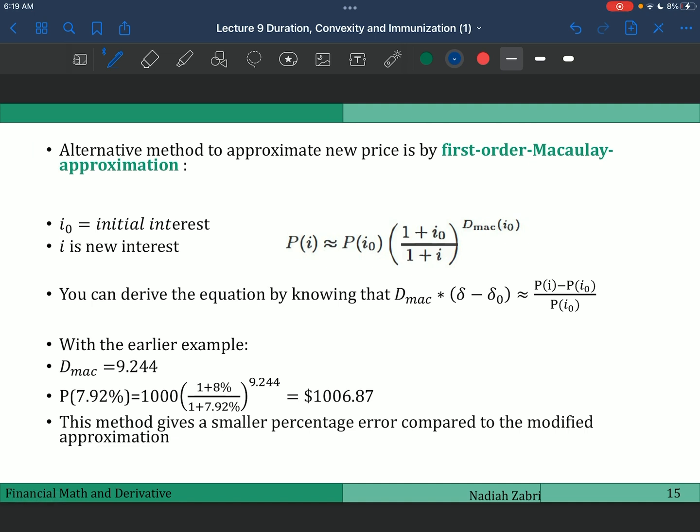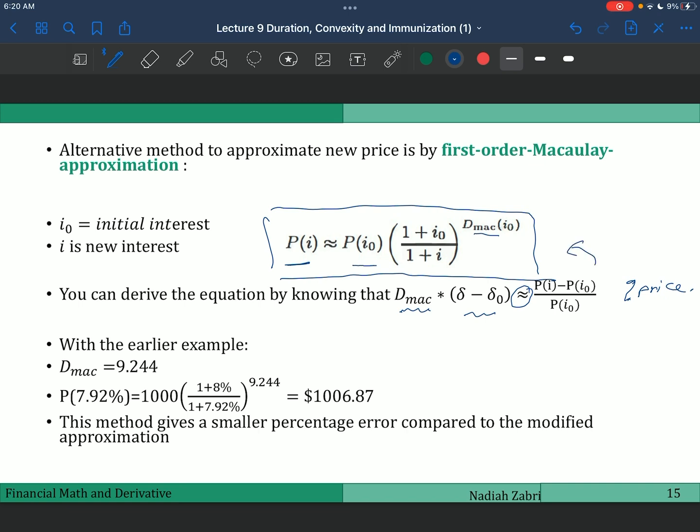I want to give you an alternative method to approximate the new price. Instead of using the modified duration, we are using the Macaulay duration. Here i naught is the initial interest and i is the new interest rate. If we use this formula, you get the new price. So what is this new formula? You take the price with the original interest rate times 1 plus i naught over 1 plus i, and then to the power of Macaulay duration. You can actually derive this equation knowing that Macaulay duration times the change of delta is approximated to be equal to the percentage change of price.